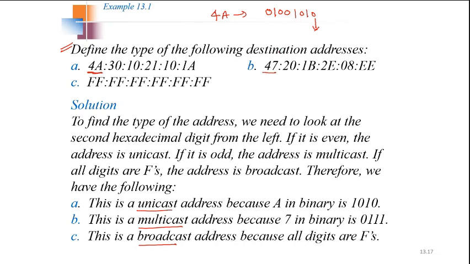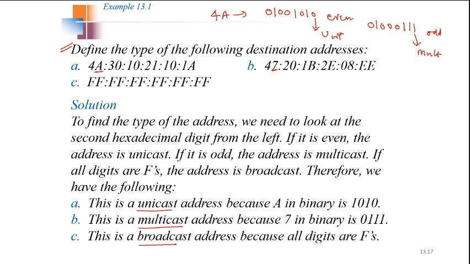Similarly, this is 47. We write it down as 0100 for 4, and then 7 is 0111. If it ends in 1, this indicates multicast. This is unicast, so this is even, and this is odd. We need to basically focus on this part, the leftmost byte, then the right side. In this byte, what is the right side digit, odd or even?